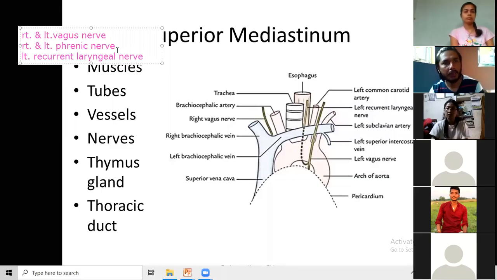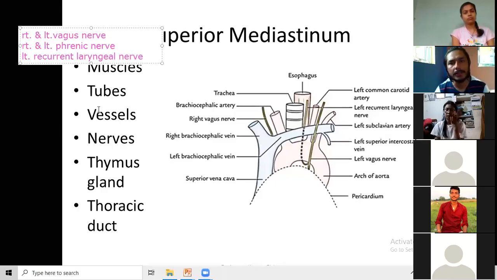And the left recurrent laryngeal nerve. This laryngeal nerve is actually a branch from the vagus only, the left vagus, and it innervates your voice box, vocal cord, larynx. If paralysis of this nerve is there, your voice will change. When reading clinical anatomy, it will come. So these are the nerves you will see in this region.